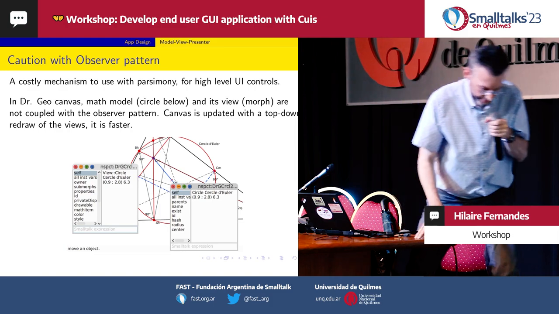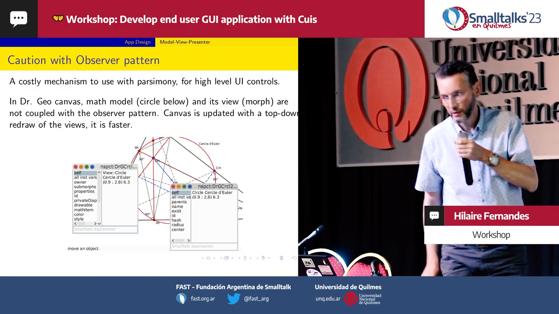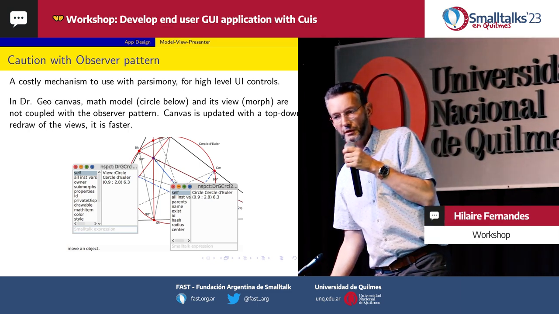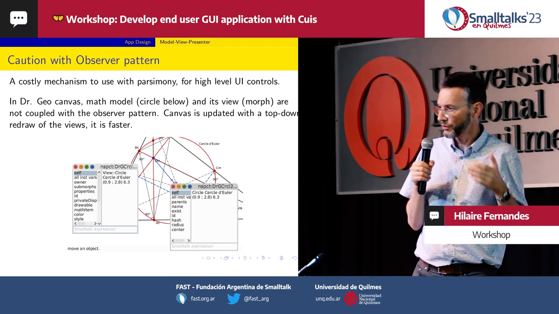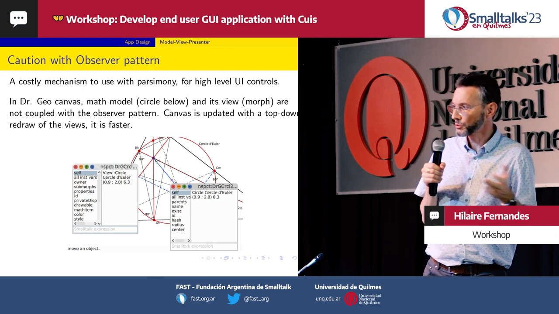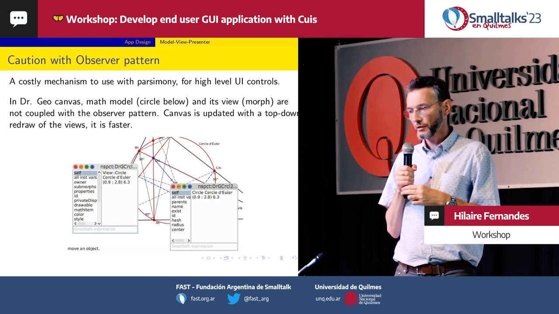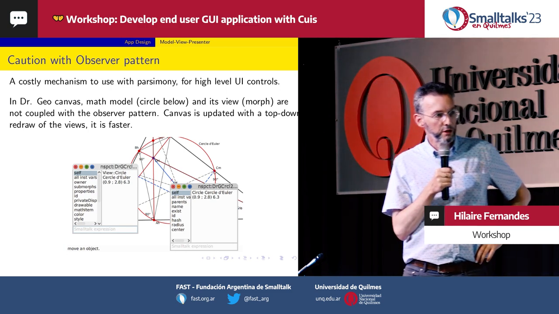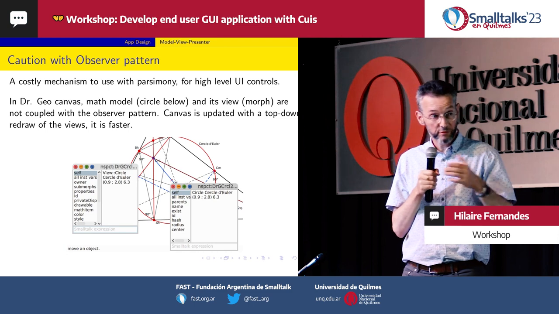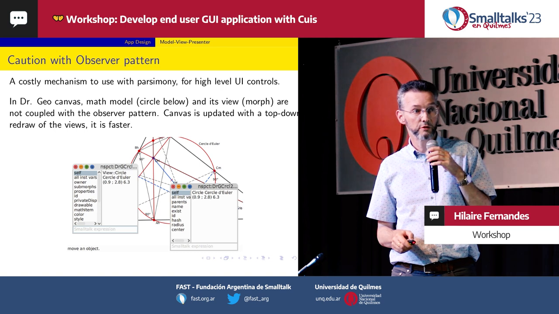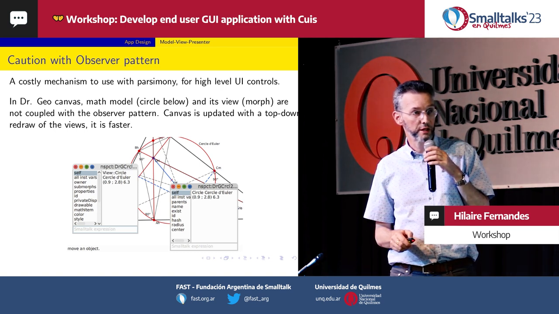So the observer pattern is nice, but it's not always good, especially if you have a lot of objects. This is okay for the usual controls you have on the GUI, the UI. But for example, in Dr. Geo, for each object you see there, this is a view. For example, like this red circle, this is a view.